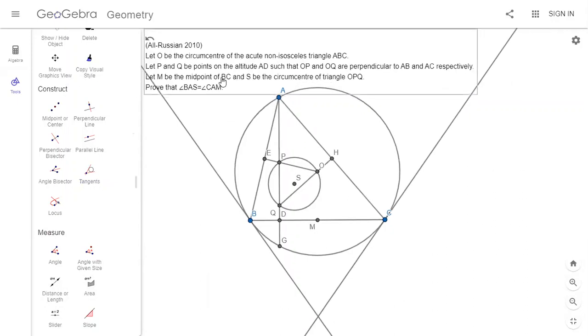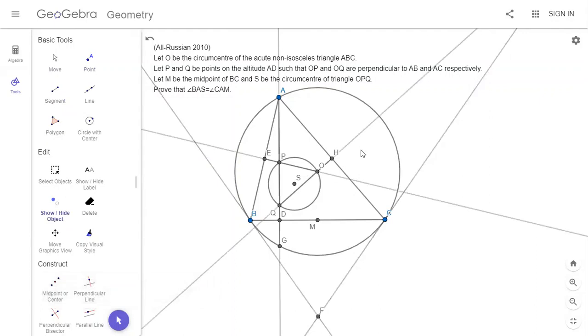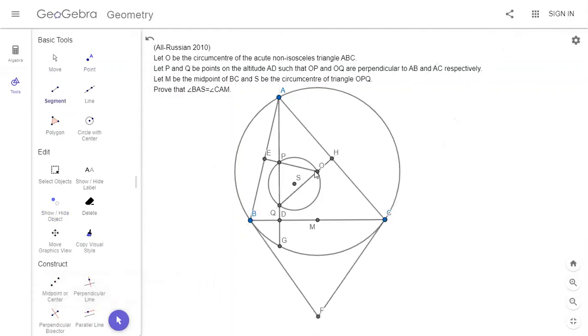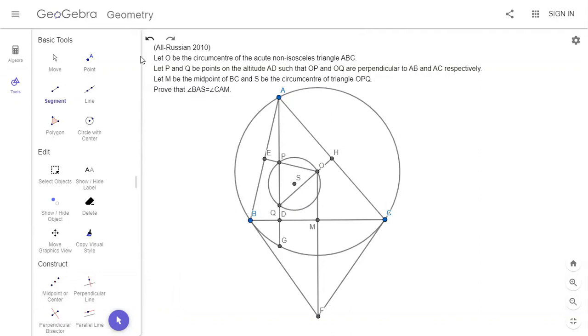We have O, M, and F are collinear. We have some cyclic quads. This problem looks kind of familiar. This almost looks like an IMO shortlist problem. Maybe it was an IMO shortlist, actually. I'm not sure. So we want to show that A, S, and F are collinear. Are P, S, and M collinear? No, because then Q, S, and M would have to be collinear by the same argument.